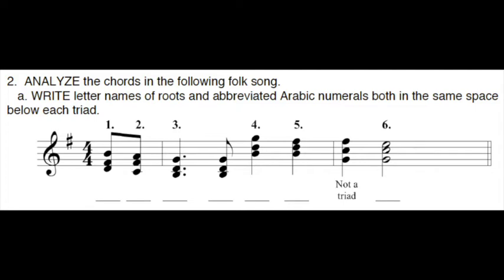So we want the name of the root. So the root is the note at the top of the fourth. So the fourth is from F sharp to B. So the root would be B. And then we want the abbreviated Arabic numerals. So if we count, we have 1, 3, 6. So 6, 3 is the full one. When we abbreviate it, it's just 6. So your answer there would be B, 6. Okay, so finish that exercise and then restart the video again.